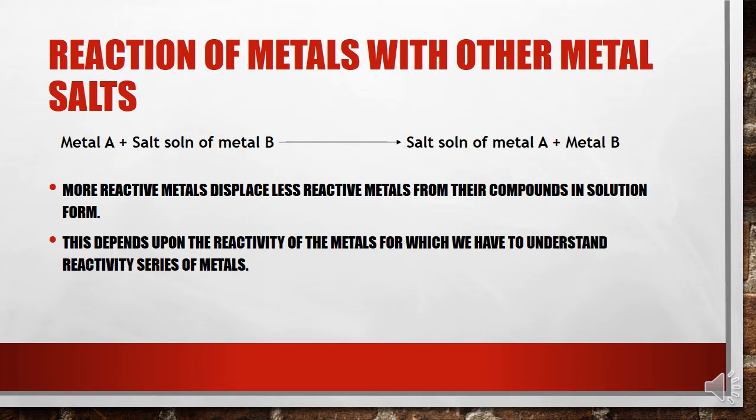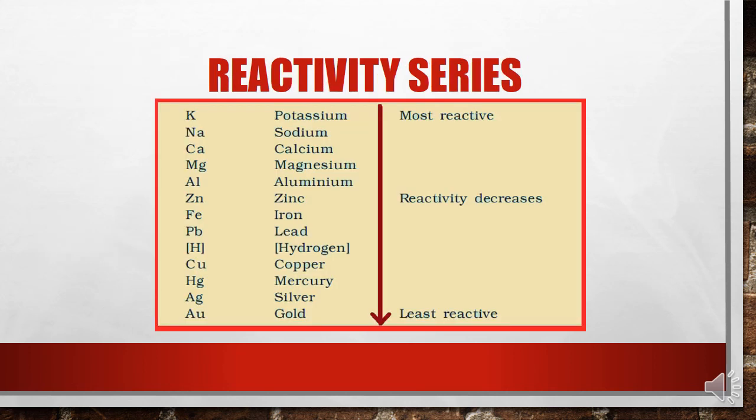Now the fourth most important chemical property which I'll be discussing is the reaction of metals with other metal salts. Metals react with other metal salt solutions, and this depends upon the reactivity series of metals. Now you should understand what the reactivity series is. Reactivity series is a list of metals arranged in order of their decreasing reactivity. Elements like potassium are most reactive, whereas gold is least reactive.